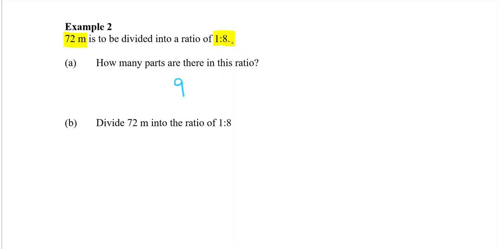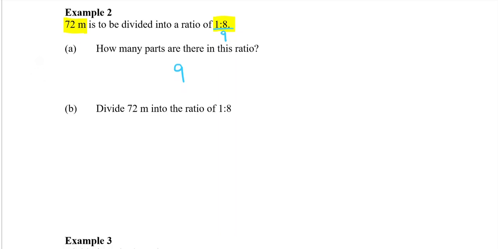When I see a question like this, I like to go, there are a total of 9 parts in that ratio. So to do part B, I now want to divide the 72 into that ratio. Now, if this was to represent two people, where one person got 1 part and the other person had 8 parts of something, the first person had 1 out of a total of 9 parts.